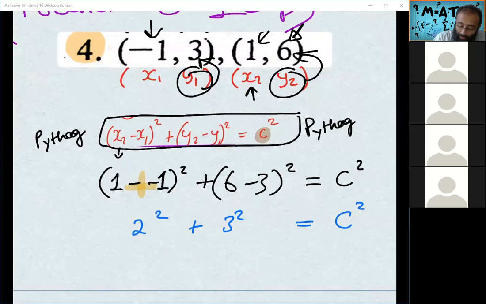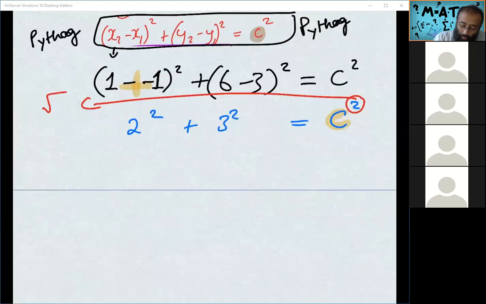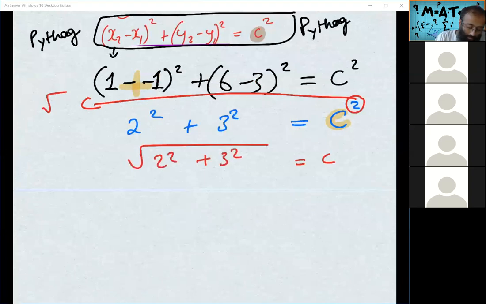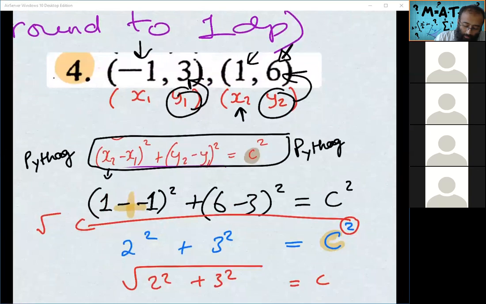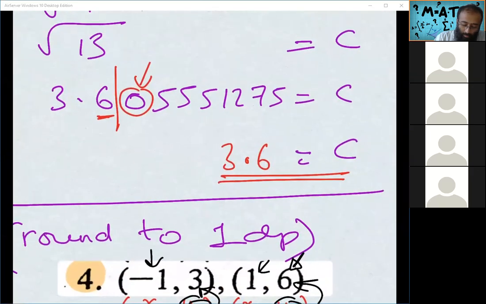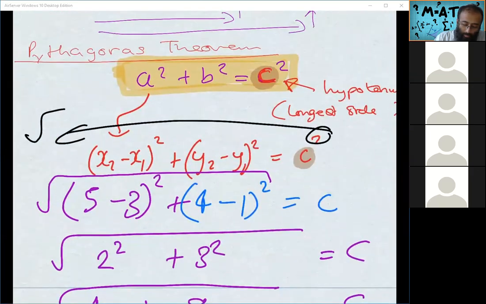Okay, what do we want to work out? We don't want c squared, we want c. So the opposite of squaring is what? Square root. If I want to work out c, which is the length of the segment, it'll be the square root of 2 squared add 3 squared. It's the same one as earlier. It'll be the same answer.